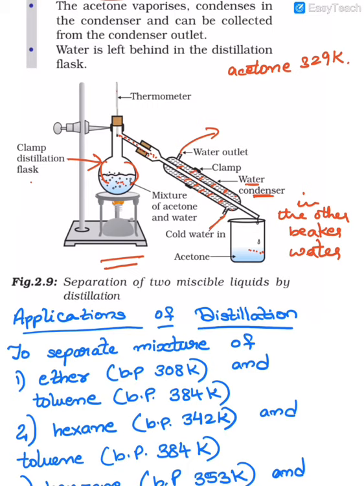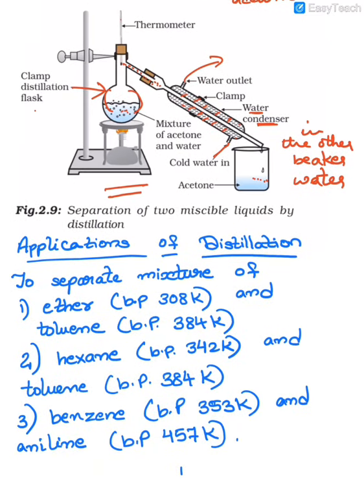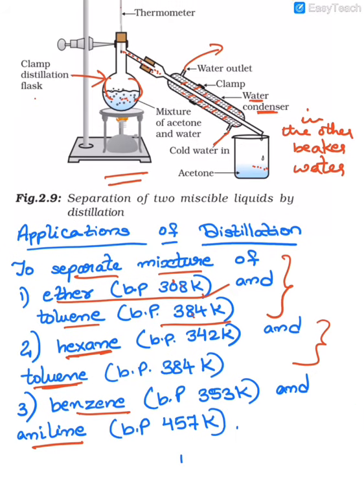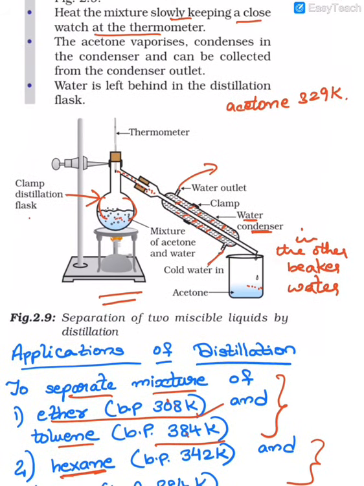Now what are the applications of distillation? We can separate so many mixtures. First is a mixture of ether, whose boiling point is 308 Kelvin, and toluene, whose boiling point is 384 Kelvin. Then next we have hexane and toluene. You can see the difference in the boiling points is in the range of 30 to 50 K. Then only you can use this. Again, you can separate benzene and aniline using this distillation method.